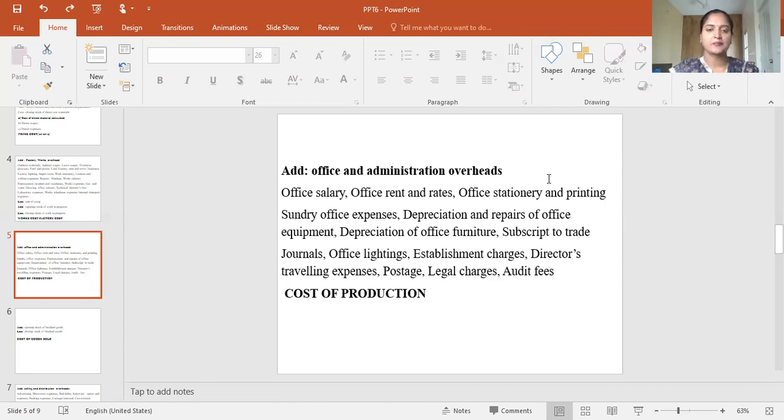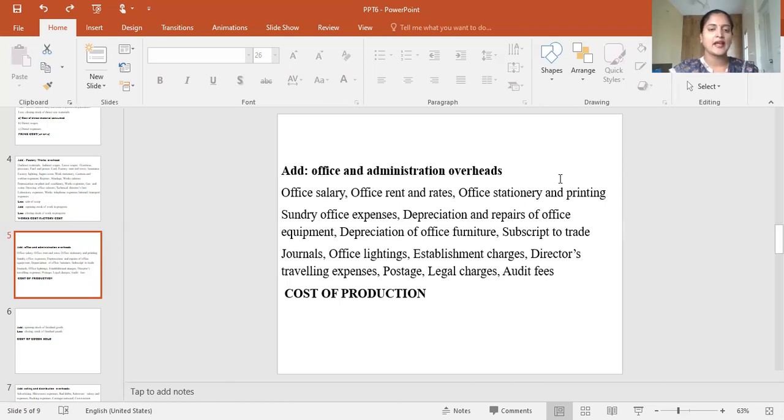Office stationery and printing. You can identify here what all the expenses you are going to incur in the office. Those expenses we are giving directly to the office and the administration overheads here. And sundry office expenses, depreciation and repairs of office equipment, depreciation of office furniture.